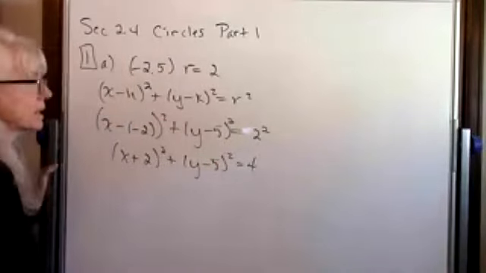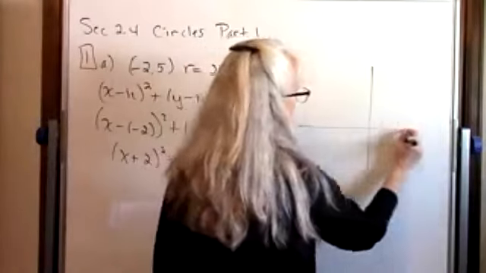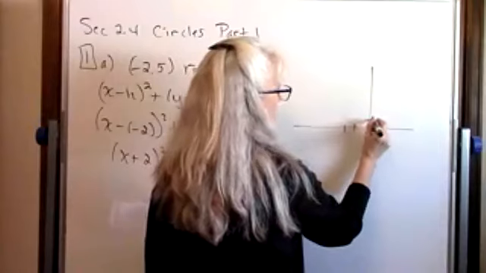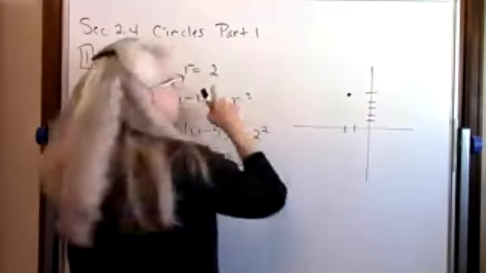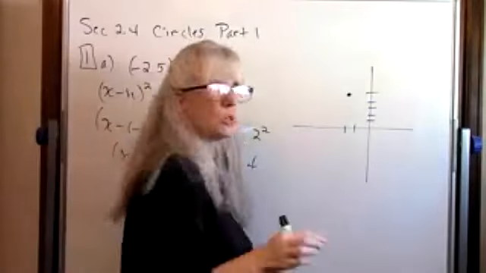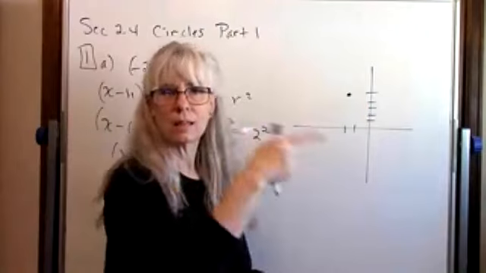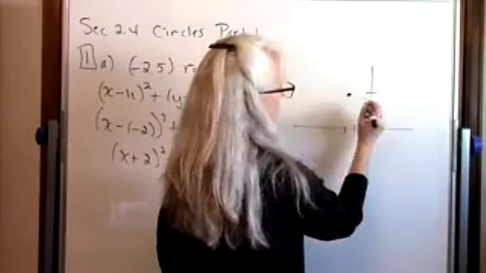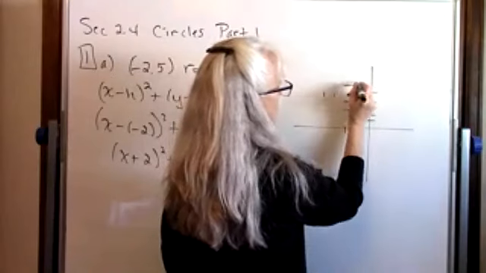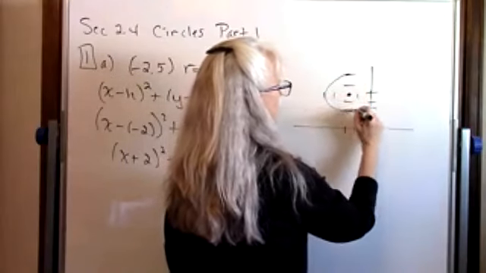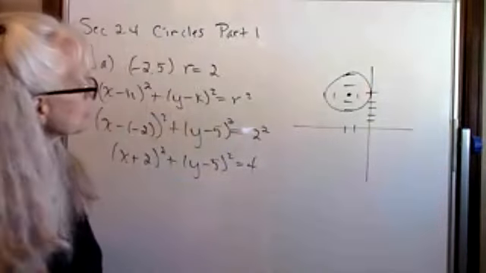Now we can come in and graph it. So we know that the center is at -2, positive 5, 1, 2, 3, 4, 5. And we're going to go out 2 in all directions. So what I like to do is graph the compass points. So in other words, north, south, east, and west. So from here, I'm going to go to the right 2, left 2, down 2, and up 2. And then I'm simply going to connect those in a circle. So there it is. There's our circle.